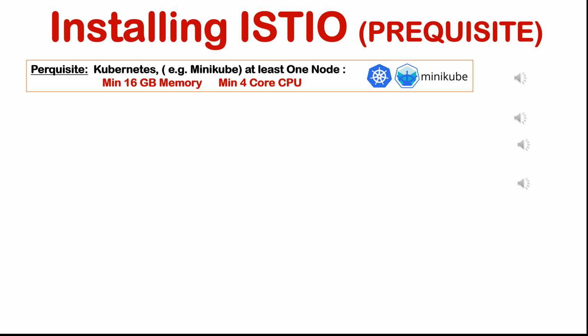The minimum prerequisite for Istio is a Kubernetes cluster with at least one node, which has a minimum of 16 GB of RAM and 4-core CPU. For local testing, a Minikube deployment of a K8s cluster will be sufficient.